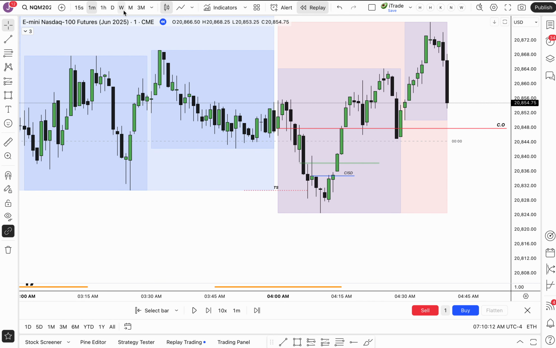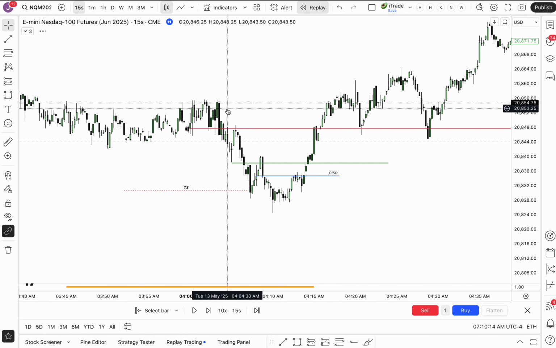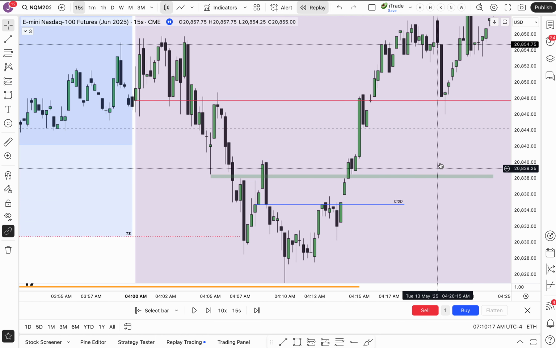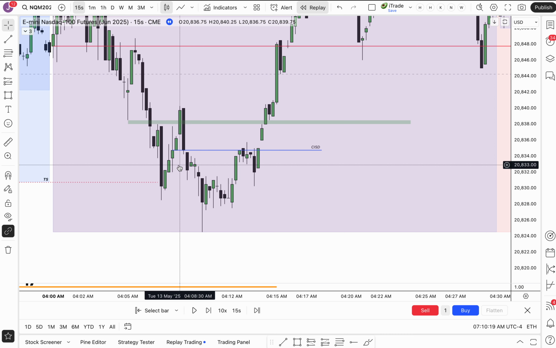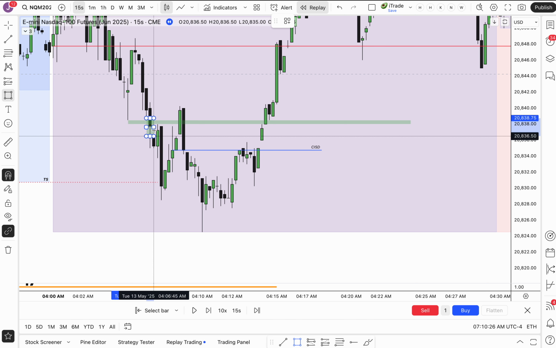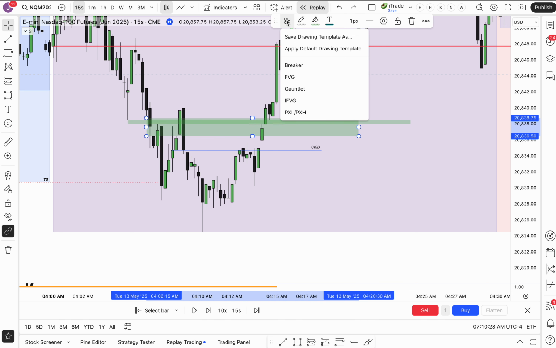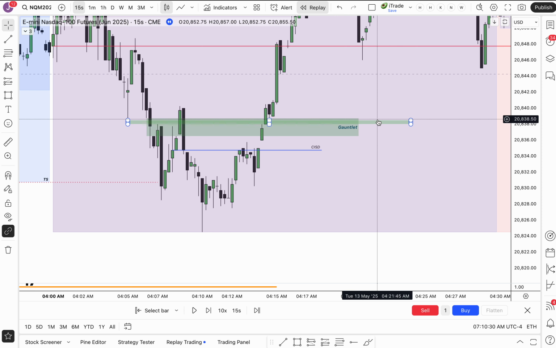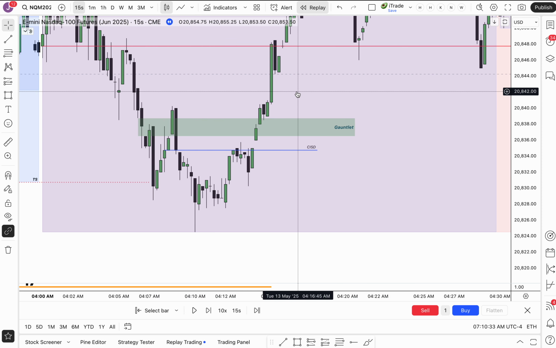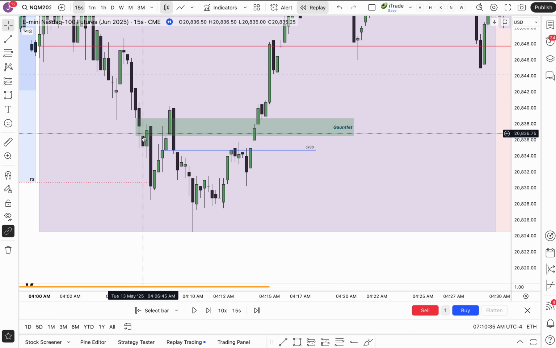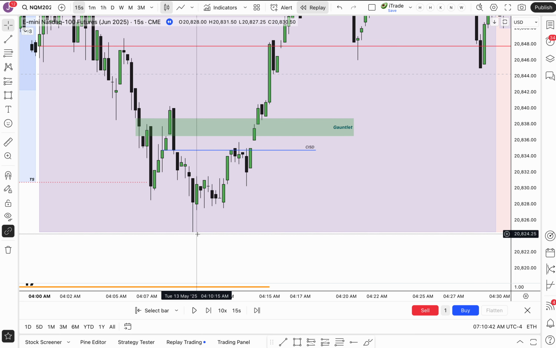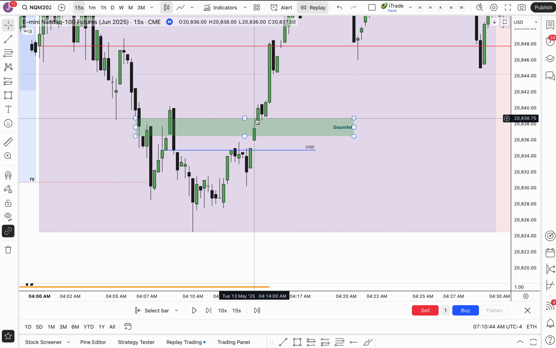Let's see if there's a 15-second entry. Sort of get one here. Okay. That's the gauntlet. You get a retest of it on this 15-second chart. Okay. So all this here is the fair value gap, becomes the gauntlet. We come up, test it, make a low, close up above it.